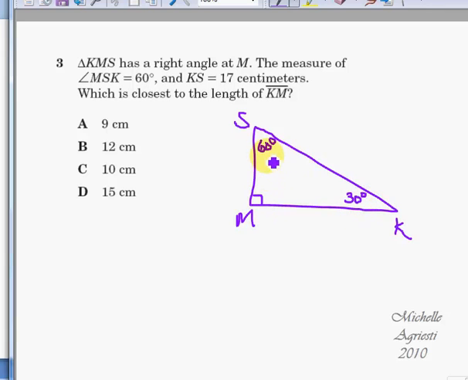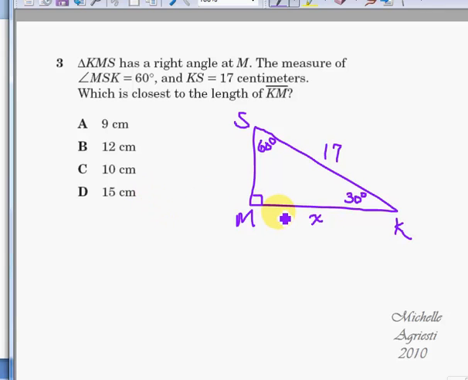And we know that because the sum of my interior angles is 180, and this is 90, so that leaves 90 between these two. They also tell me the length of KS is 17. So this is 17. And which is the closest to the length of segment KM? And so here's what we're looking for. The length of this. Now, right away I know that it's going to be less than 17 because on a right triangle the longest side is the hypotenuse. And so I know it has to be less than 17, and all of my answers are less than 17.